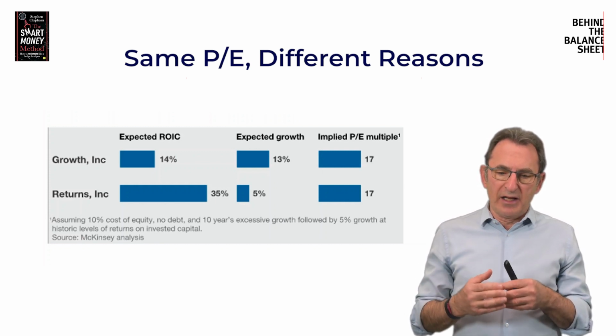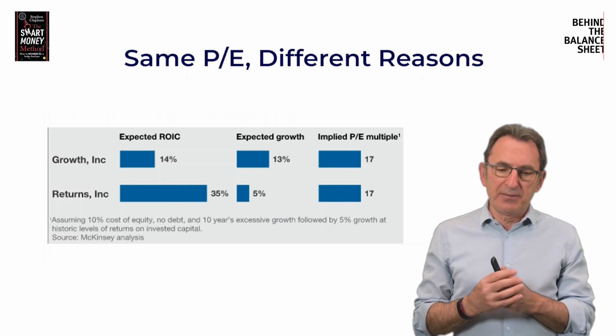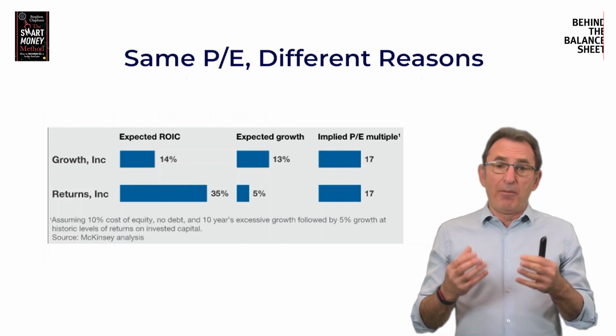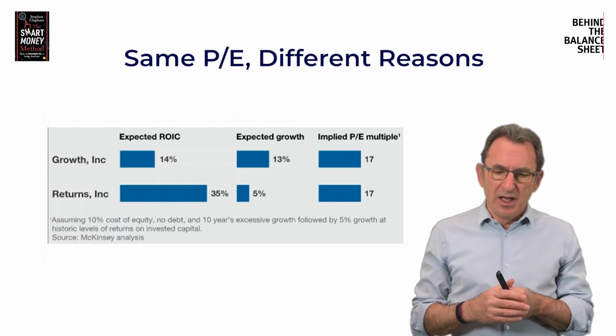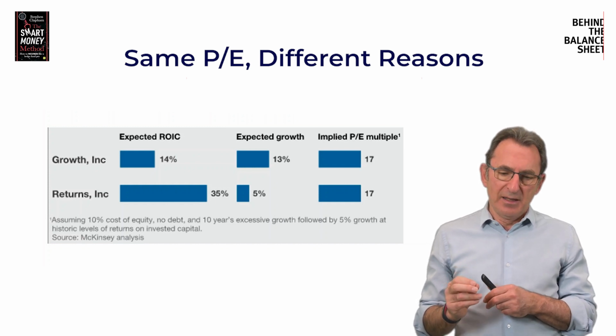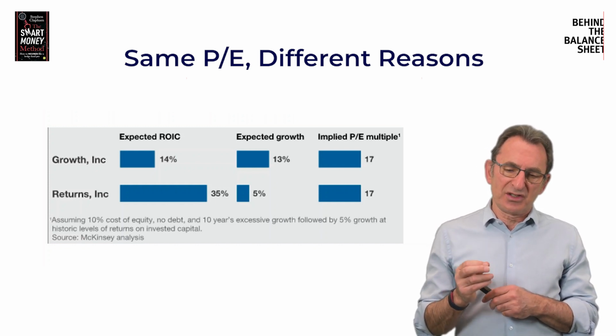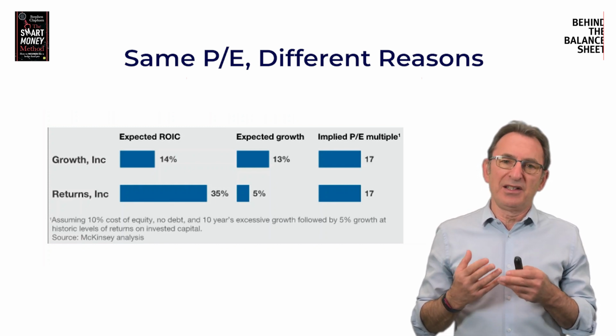One is growing quite fast. It's got expected growth of 13%, and it's got pretty reasonable return on invested capital, 14%. The other company is growing much more slowly. It's only growing at 5%, but it's got stellar returns, 35% return on capital. And they both merit the same PE multiple.